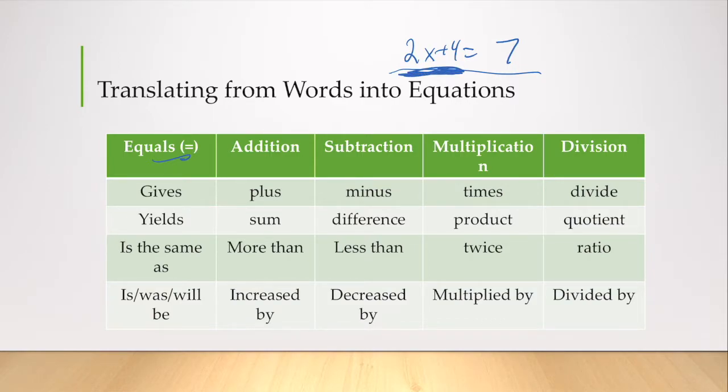In addition, I said when I was talking up here, 2x plus 4, but I don't have to say plus. I could definitely ask for the sum. I could say more than. So for instance, this would be 4 more than 2x, or 2x increased by 4.